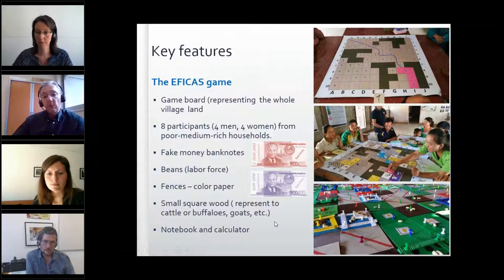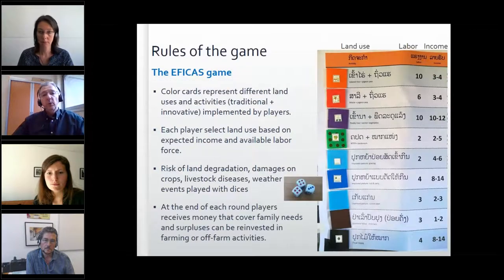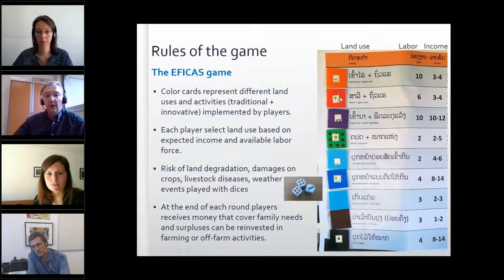And then the animals were represented also on the board, and then people could compute their results and check if their strategies would complement each other. So we also use color cards for the different land use types, both traditional land use types, and then we try to introduce innovative systems that people could develop to better manage their resources. Each player selected the land use based on the expected income and the available labor force.